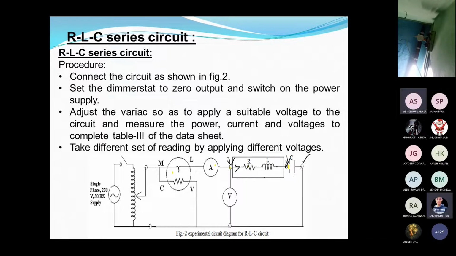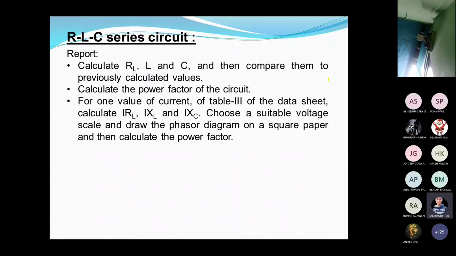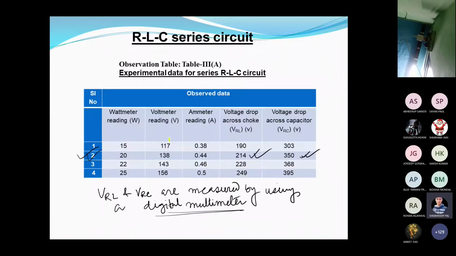Sir, could you repeat what is a choke? Choke means it is an inductive coil. Inductive coil means, when it is an inductive coil, it has inductance as well as some resistance also. Okay, high inductive, right? Inductance value is very high. So again, you have to take different meter readings, and the voltage across the resistance, inductance, and capacitance.